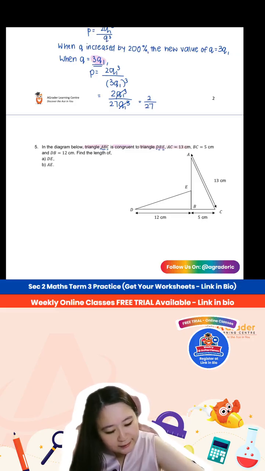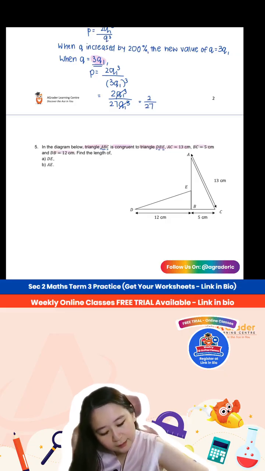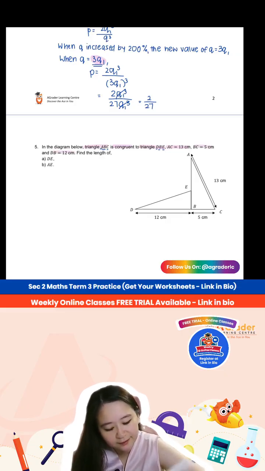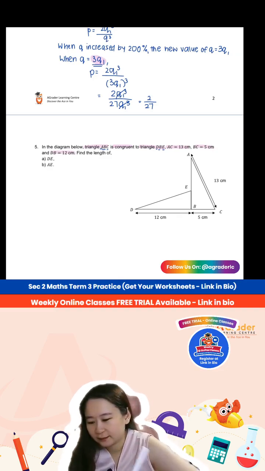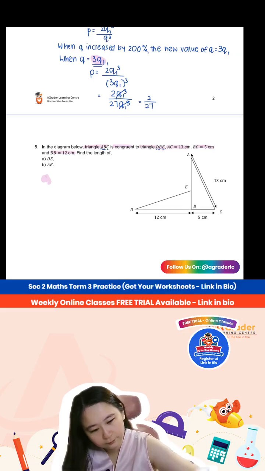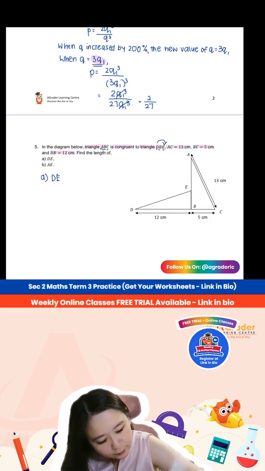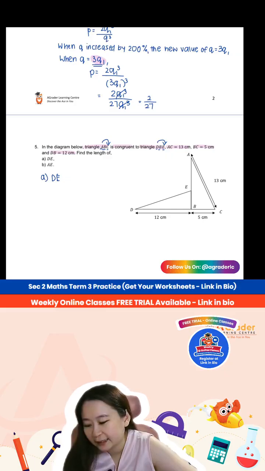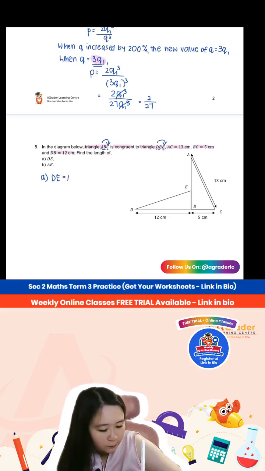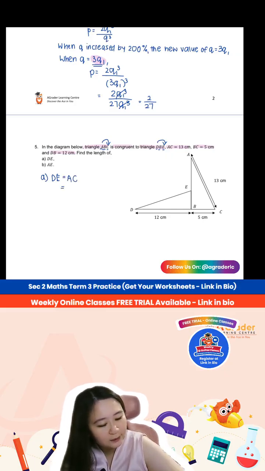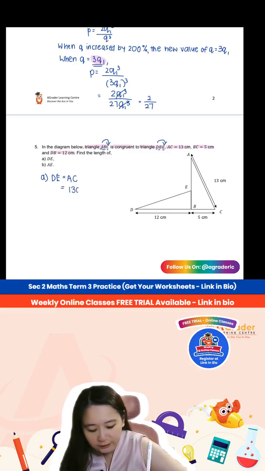Okay, so AC is 13 cm, BC is 5 cm, DB is 12 cm. Find the length of DE. So you can see from here, DE will correspond to the length AC. So DE equals AC equals 13 cm.